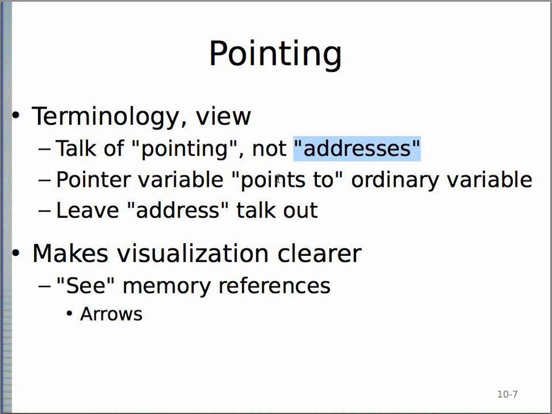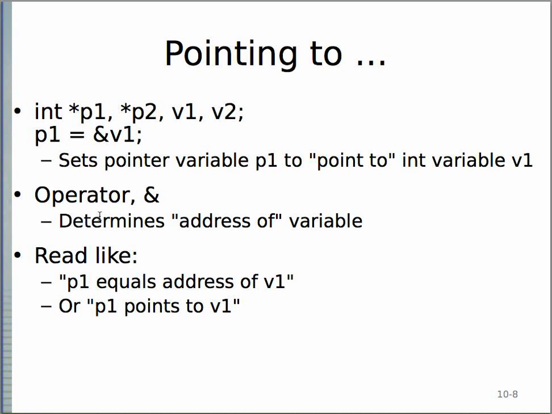Okay, pointer variables point to ordinary variables. So an int star x or int star y will point to a variable of type int. We leave out any talk of addresses, usually. And so we view in our mind's eye memory references as arrows pointing to some location. This will be extremely important when we look at dynamic data structures such as linked lists and trees and things like that. So all of this stuff is not just notation, but something very useful for later chapters when we talk about complicated data structures.